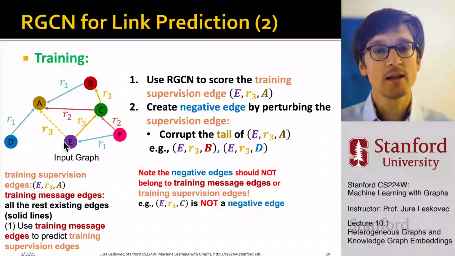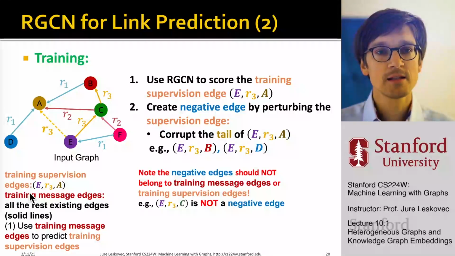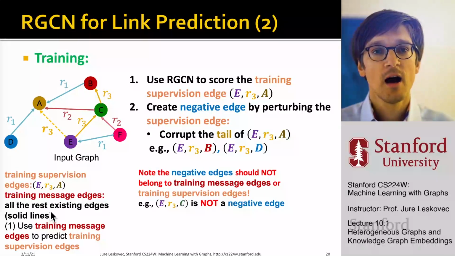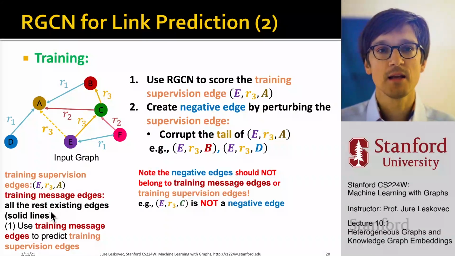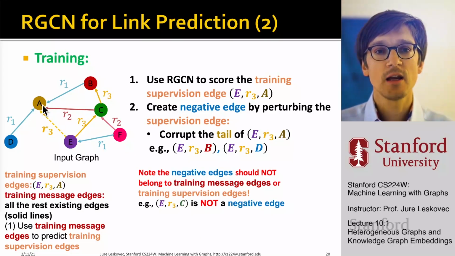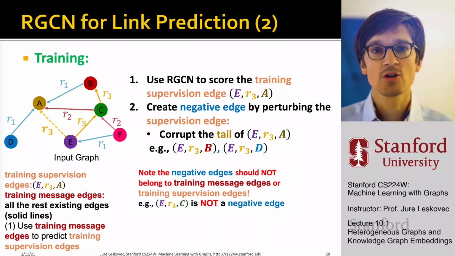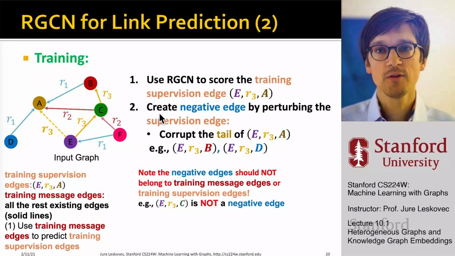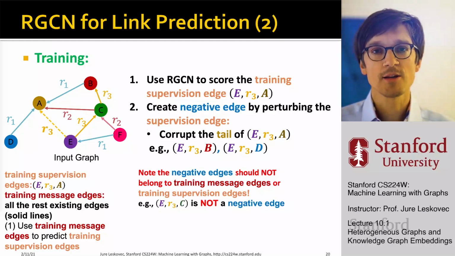Let's assume again that this is the supervision edge, and all other edges in the graph are the training message passing edges. So we want to use the training message passing edges to predict the likelihood or existence of this training supervision edge of interest. What we also have to do in link prediction is create negative instances. We have to create negative edges.